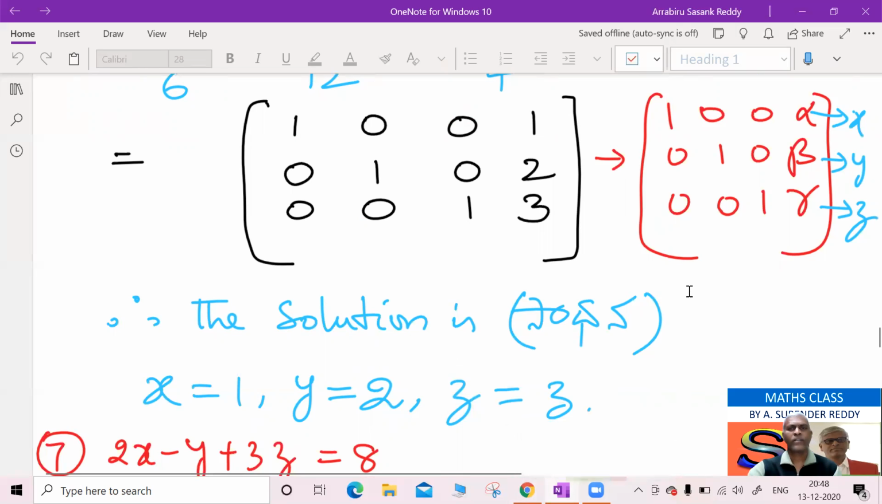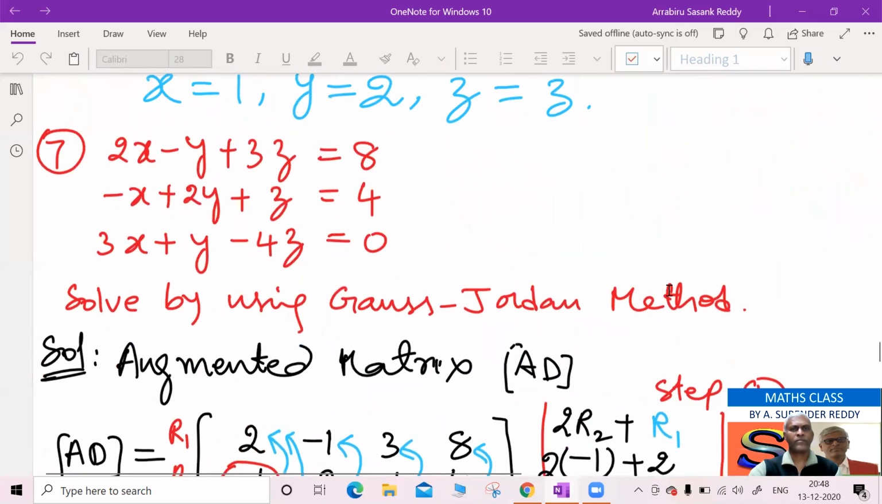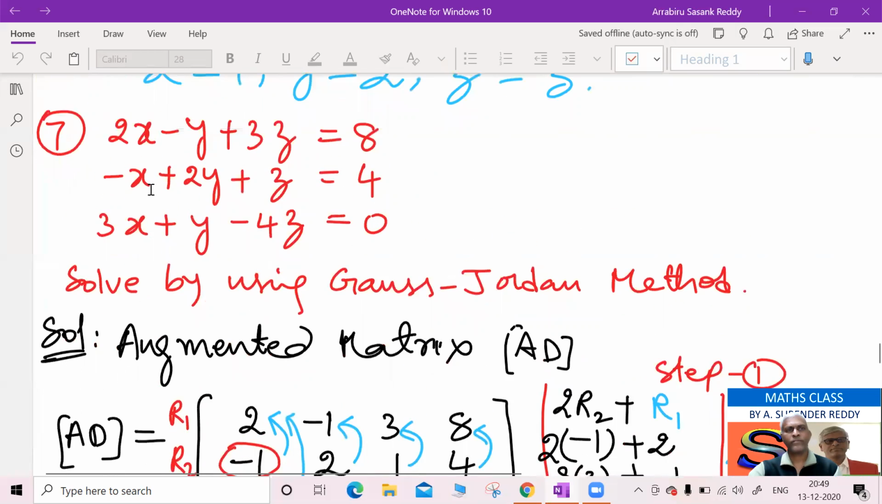Now let us take one more problem from the exercise. This is a very important method. So as many problems as I am trying to explain for you, so that there will not be any confusion in this method. Now this is the seventh problem.